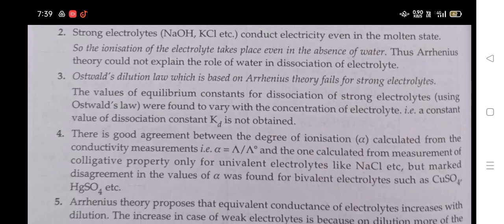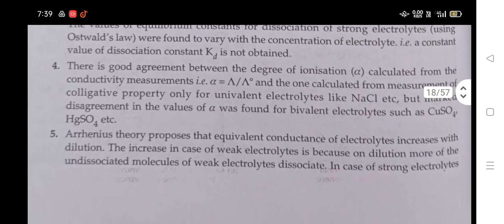Fourth, there is a good agreement between the degree of ionization calculated from conductivity measurements, that is alpha equal to lambda by lambda naught, and the one calculated from measurement of colligative properties only for univalent electrolytes like NaCl, etc. But marked disagreement in the values of alpha was found for bivalent electrolytes such as CuSO4, HgSO4, etc.